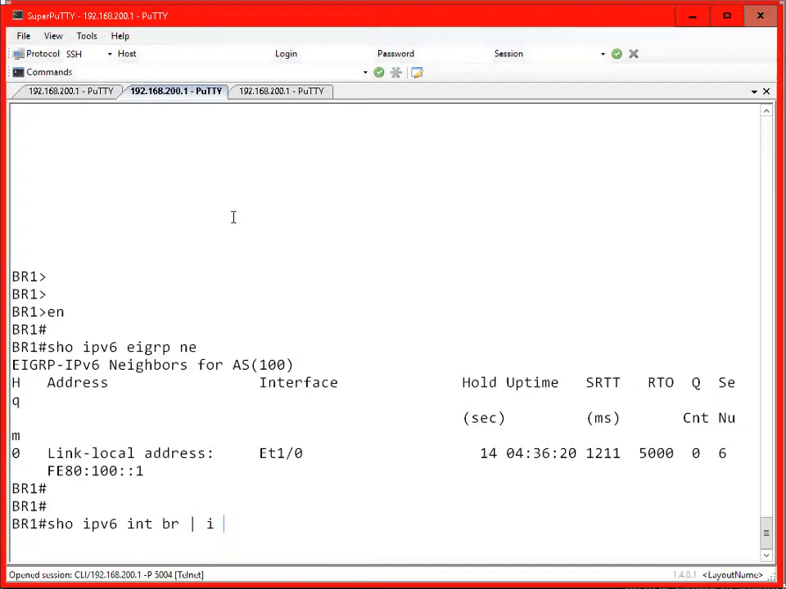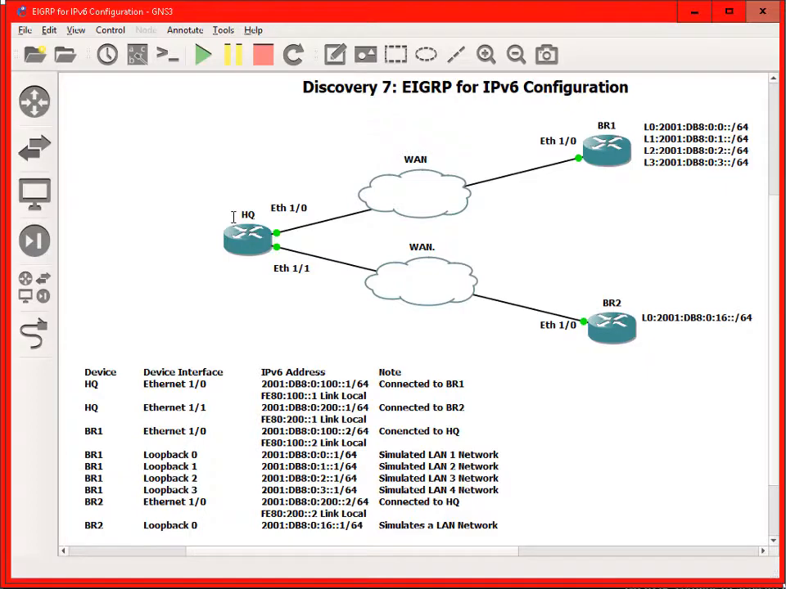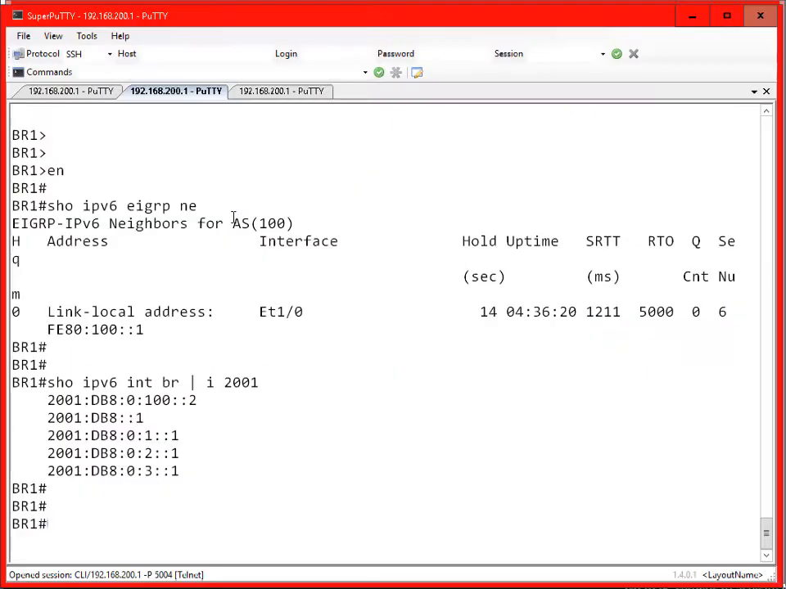And I can actually do a pipe include 2001, and I can see the different addresses that are included in my router here. 0:1:1, 0:2:1, and 0:3:1. It looks like we're missing, no, it's right here. So actually this is our 0:0. The reason it looks different is because we're representing the largest consecutive blocks of zeros with simply a double colon.